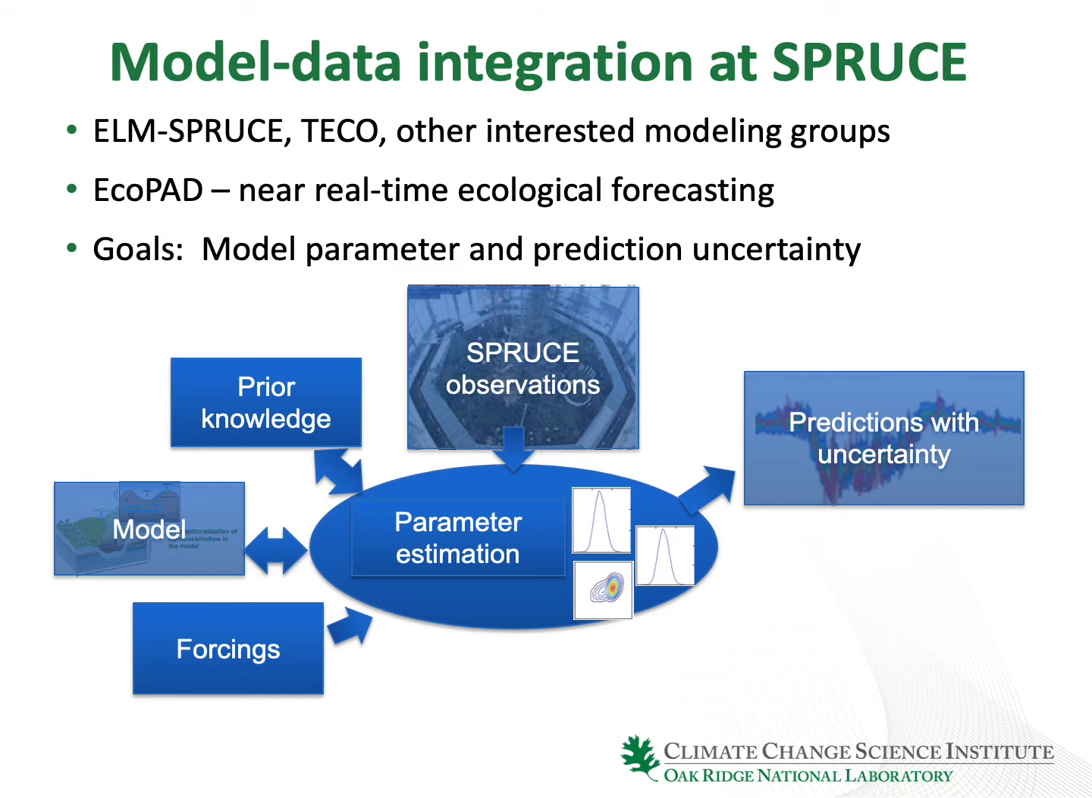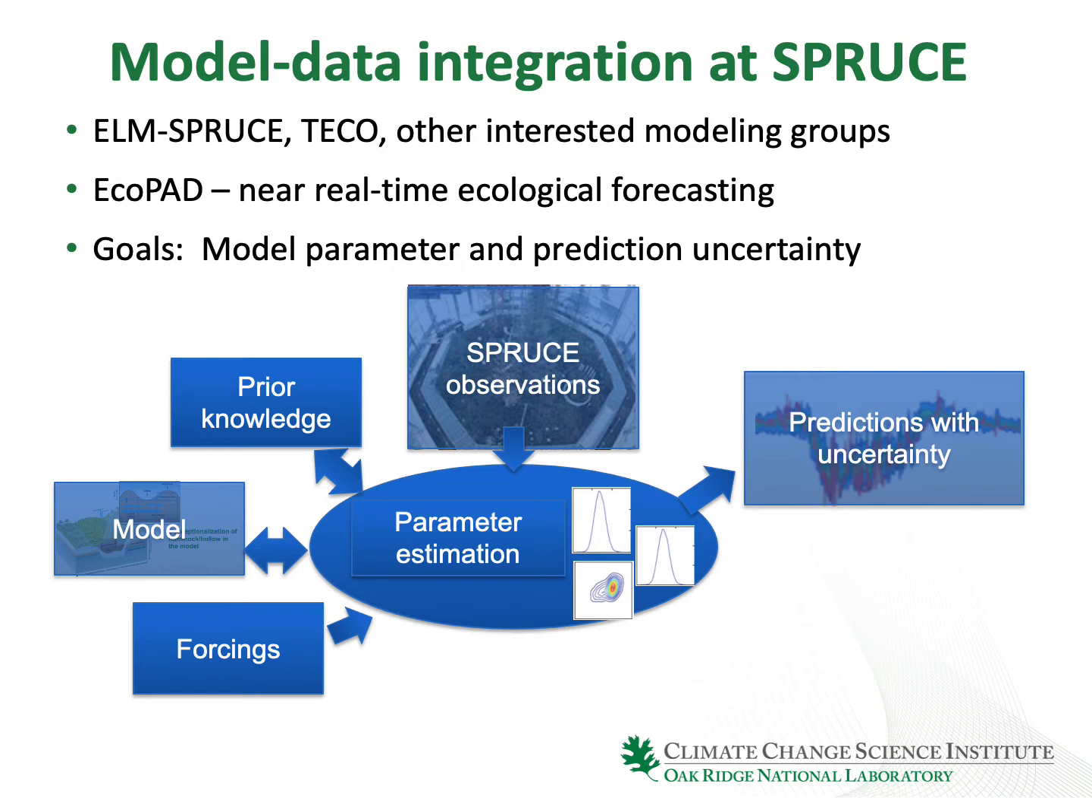You'll hear also shortly about the EcoPad system, which can assimilate data in real time to produce ecological forecasts at the SPRUCE site or at other sites as well. So some of the main goals of those exercises are to estimate model parameters. These models generally contain lots of uncertain parameters, and using data to constrain or calibrate those parameters can really help to improve the predictions, but also, I think equally important, is to provide reasonable estimates of prediction uncertainty. So how confident are we of the predictions that the models are making?